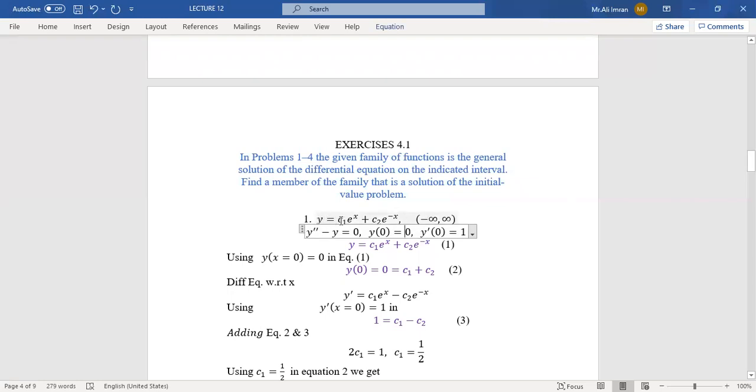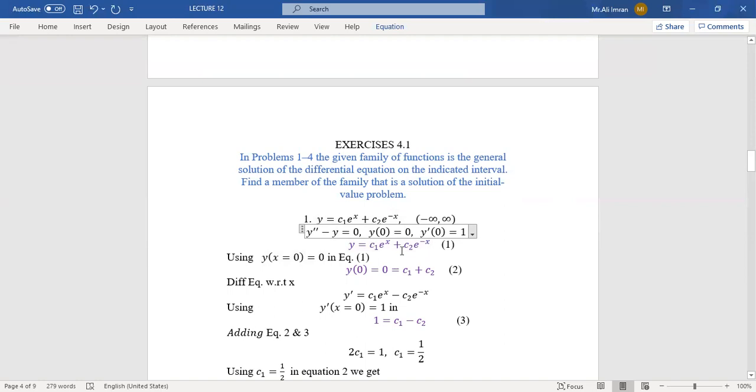y is equal to c1 e power x plus c2 e power minus x is the solution of the differential equation which is given: y double prime minus y is equal to 0, y of 0 is equal to 0, y prime of 0 is equal to 1. The solution is given and the differential equation is given. We have to find the value of the involved constants c1 and c2.